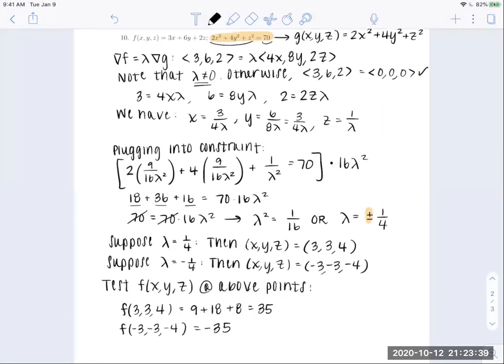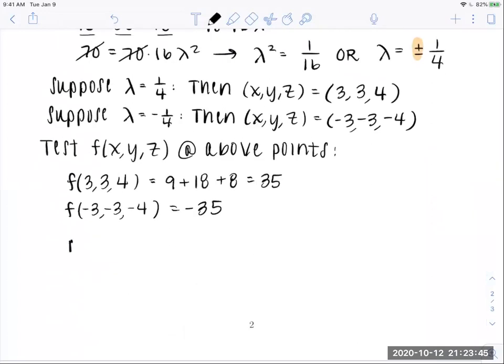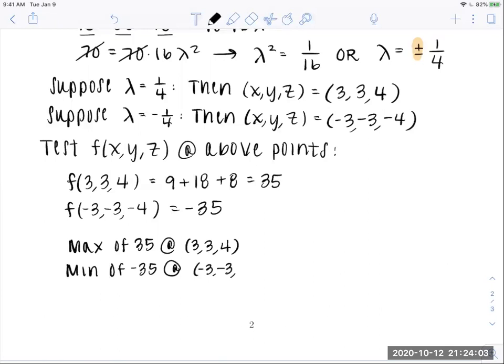All right, and so we can write out our conclusion. Let's zoom back in. Our conclusion is we have a maximum value of 35, and that occurs at the point 3, 3, 4. And we have a minimum value of negative 35, and that occurs at negative 3, negative 3, negative 4. It just so happens that in both of these examples, the maximum and minimum were negatives of one another. That will not always be the case, but it just happens to be the case in these two examples.